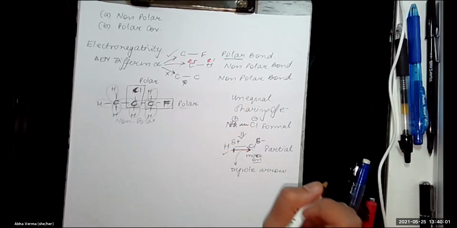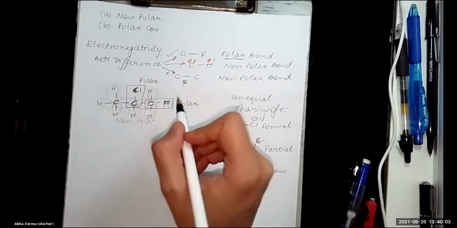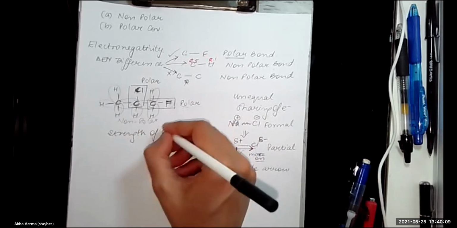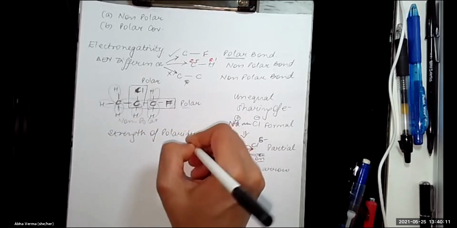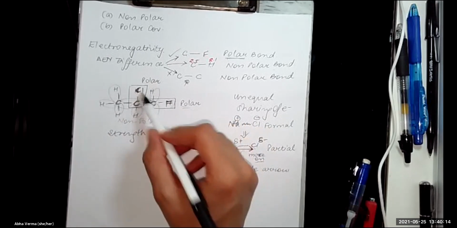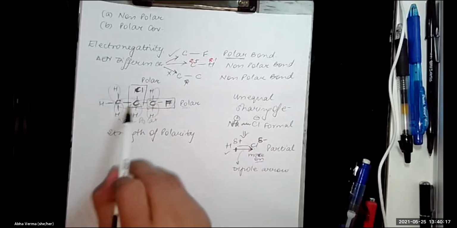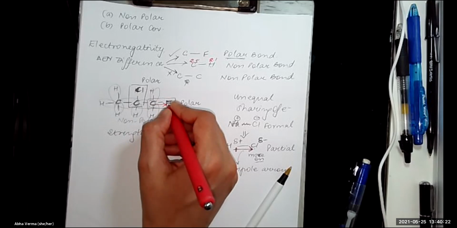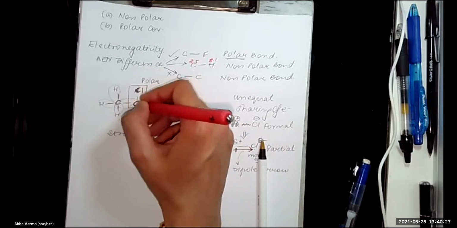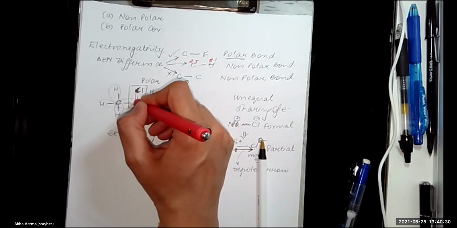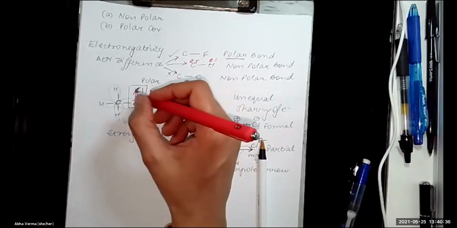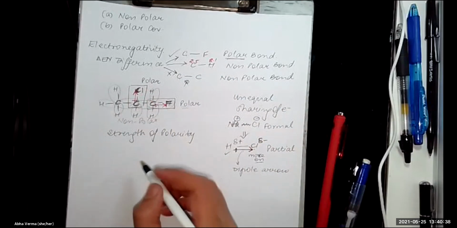So know this from polar, non-polar. You also need to know the strength of polar. Among these two polar bonds, the CF is a polar bond, the CCl is a polar bond. If I have to draw the dipole, fluorine will get the arrow, carbon will get the plus. When I have to draw a dipole on this bond, chlorine will get the arrow, carbon will get the plus. That is what the indication of a dipole is.